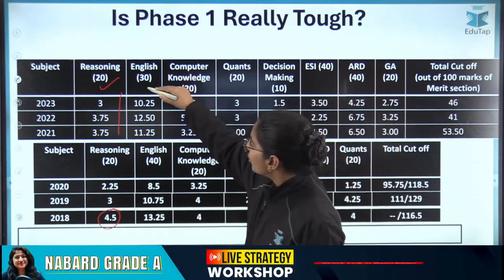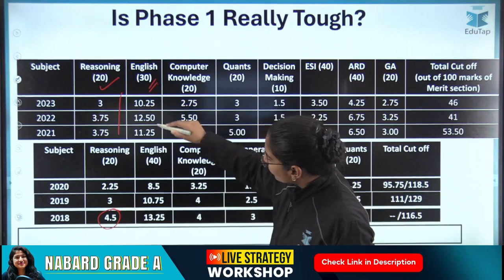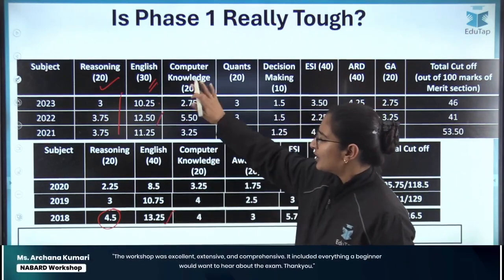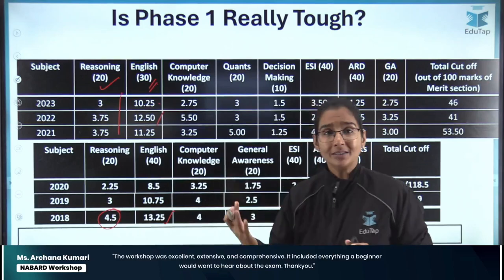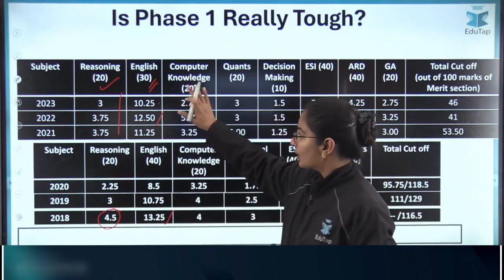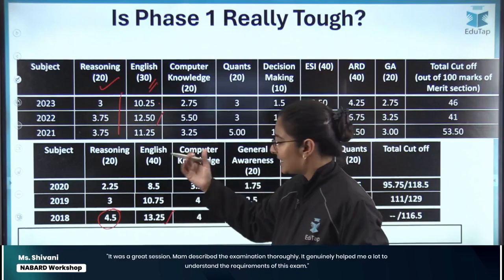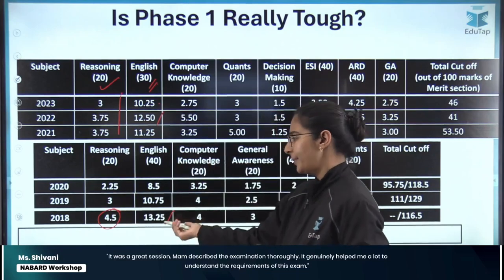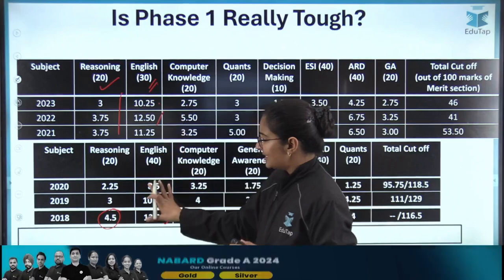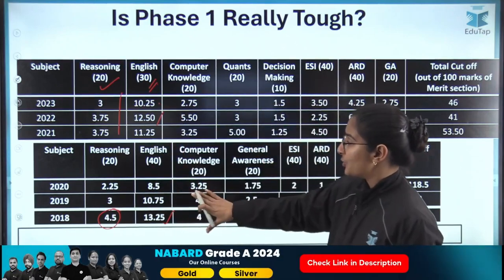Similarly, for English, out of 30, the cutoff hovers around 12 marks, 13.25 marks. So that is the cutoff. If the paper is very difficult or on the tougher side, then the cutoff is lower. But if it is easy, then it can go higher, up to 13.25 marks also. But again, this is the cutoff for the English part, right?